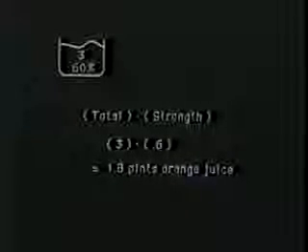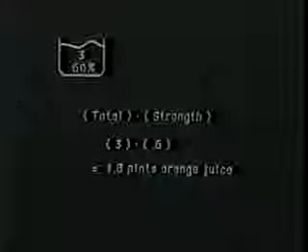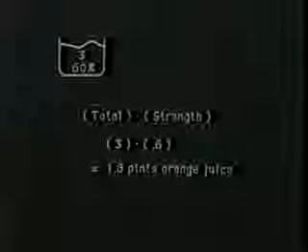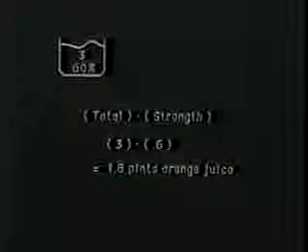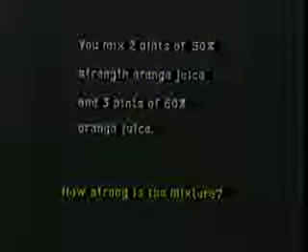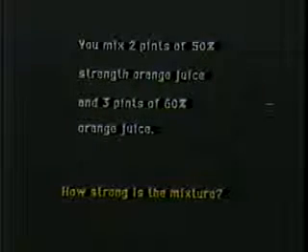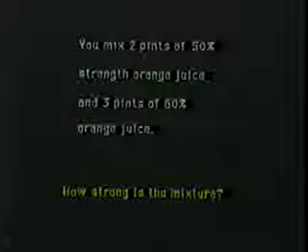I remember to change the 60% to 0.6 before I multiply. And that gives me an answer of 1.8 pints of orange juice. But by now I've completely forgotten the original question, so I have to take another look. The question asks us to focus on the final mixture and find out its strength. How do we calculate that?